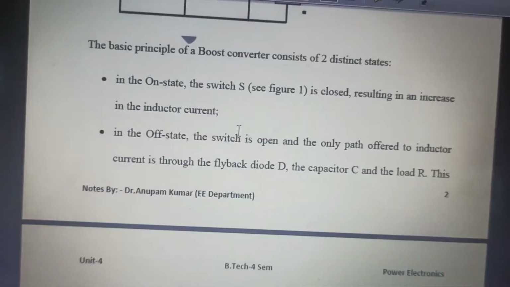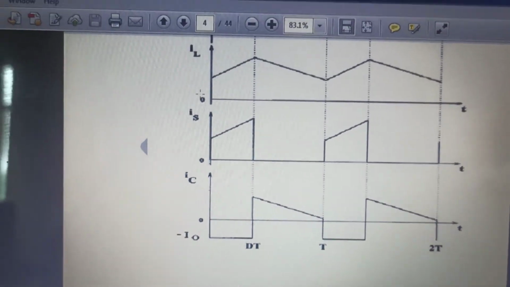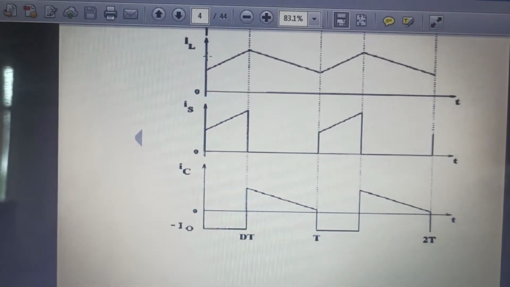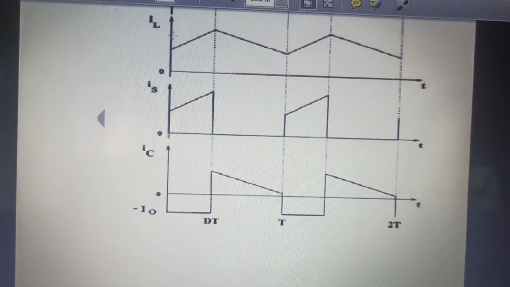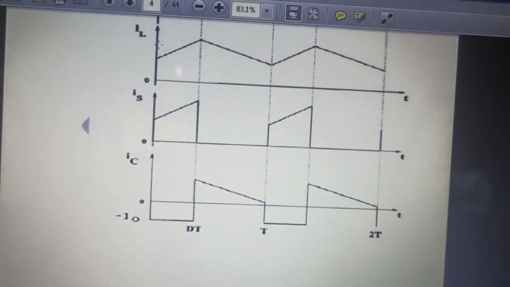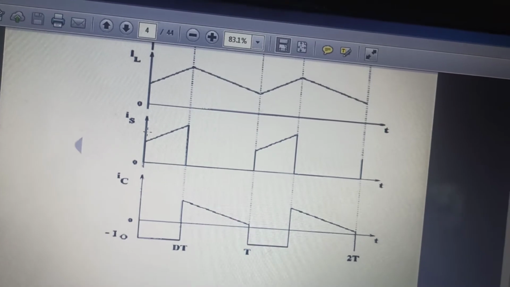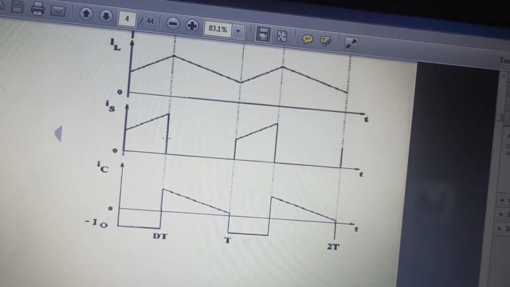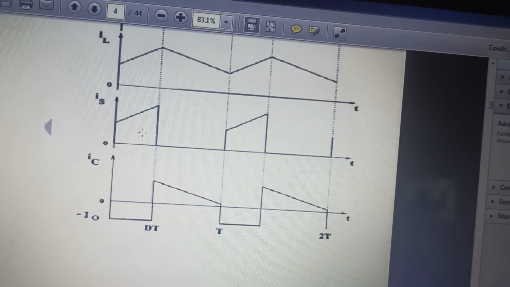Now, another way of obtaining the value, so the average value comes out to be d I naught upon 1 minus d. Another very interesting thing is that if we know the area under this curve divided by the total time t, then this will also give us the same value.